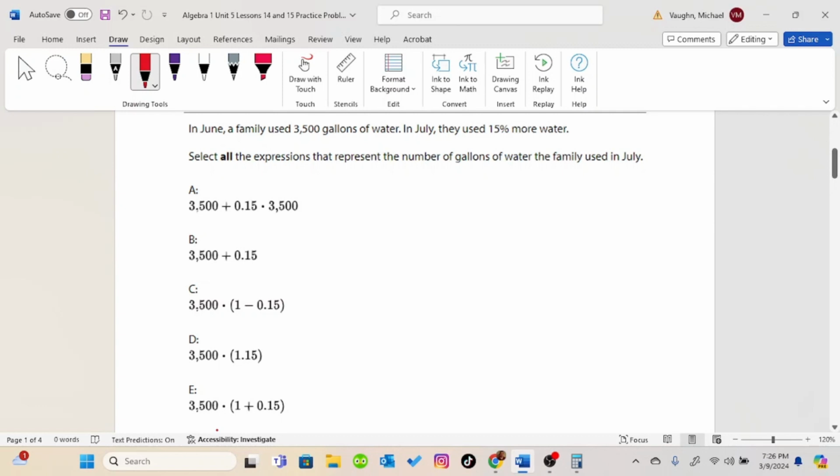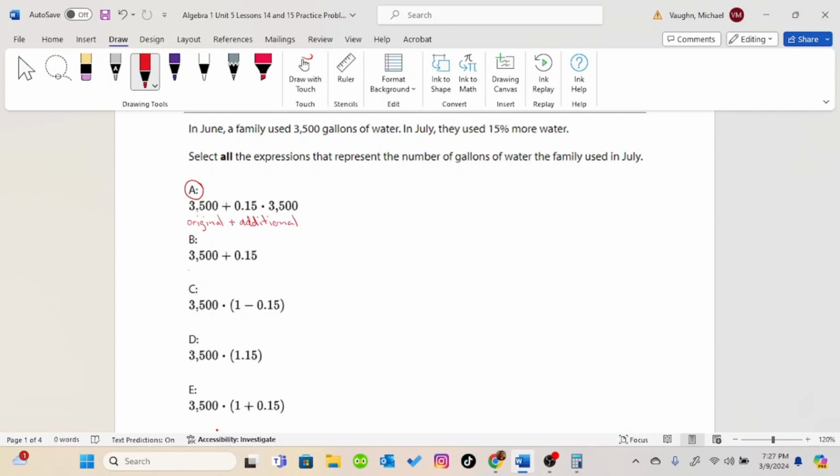So if we look at A, this is the original amount, 3,500. The 0.15 represents the percent, and they're multiplying that by the original amount, so this correctly gives us the additional amount. So this will take the original amount and add the additional amount to give us the amount used in July. So this is correct.